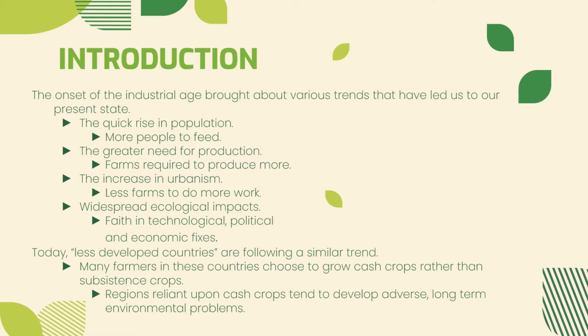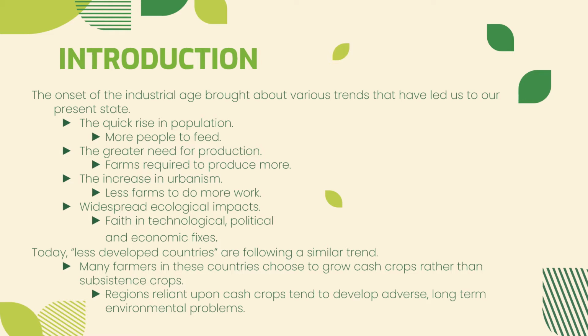Number one, the quick rise in population, which means there were more people to feed. Number two, the greater need for production, which means more farms were required to produce the food required. Number three, the increase in urbanism. Urbanism led to more cities being built, and to give way to these cities, farms were destroyed. So there was more work but fewer farms.